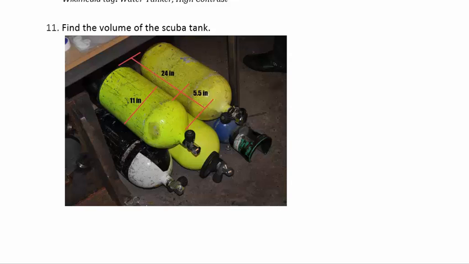All right, question 11. We've got two things going on here to make this scuba tank. We've got a cylinder on the bottom, and then we've got half of a sphere on top. So let's start with the volume of the cylinder. The volume of the cylinder is pi r squared h. What I need is the radius and the height from the drawing. The distance all the way across is 11 inches, so the radius will be half of that, 5.5 squared. The height is given right here as 24 inches.